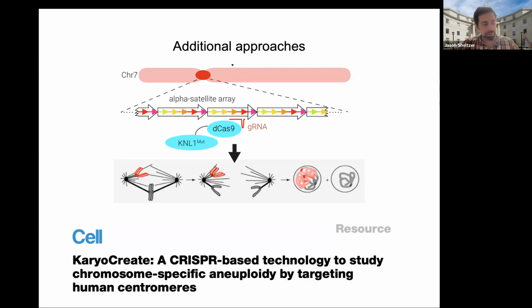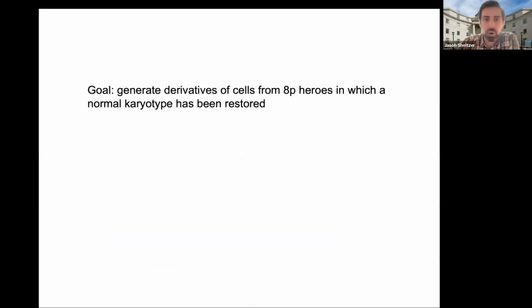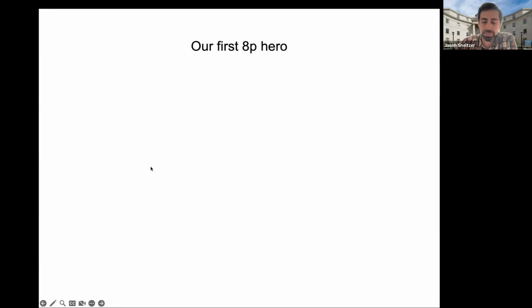So we have a number of different approaches that we can use to try to use cells donated from an 8p hero and their family, and then in Petri dishes, eliminate the rearranged copy of chromosome 8p to generate cells that have normal copies of chromosome 8, which we can use for research purposes. So our goal is to receive cells donated from 8p heroes and then generate derivatives of those cells in which a normal karyotype has been restored for research purposes.